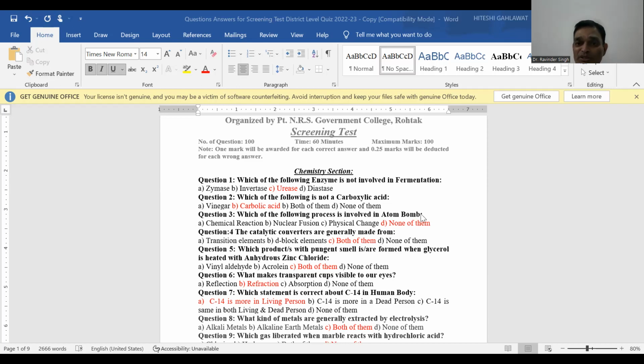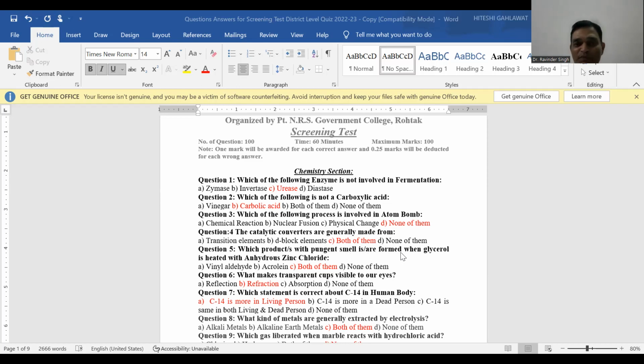Which of the following process is not involved in the atom bomb? Chemical reaction, nuclear fusion, physical. We all know in the atom bomb the reaction is nuclear fission. So the answer is none of them. Next question number 4. The catalytic converter are generally made from, वो ट्रांजिशन एलिमेंट और डी ब्लॉक वो एक दूसरे के सिनोनियम हैं, तो इसलिए आंसर इज बोथ ऑफ देम.